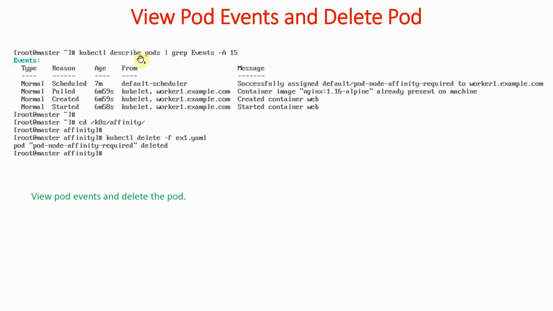So we are saying kubectl describe pod, and with grep events we can view. That means please search for the string Events, and then display the 15 lines after. What it is showing is Scheduled, successfully assigned this pod to worker1.example.com. And this image was already present, so created container web, started. We do not need this pod now, so we can delete it by using kubectl delete -f ex1.yaml. That means here we are viewing the pod events and then deleting the pod.